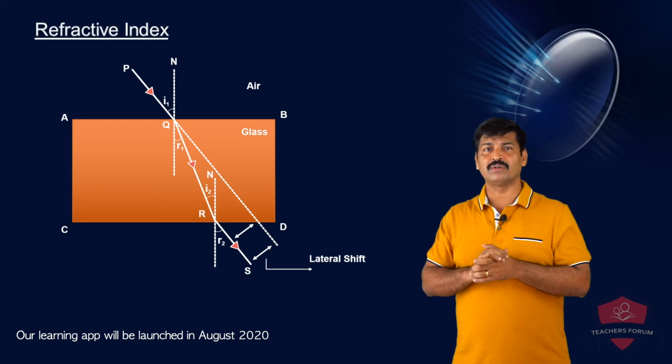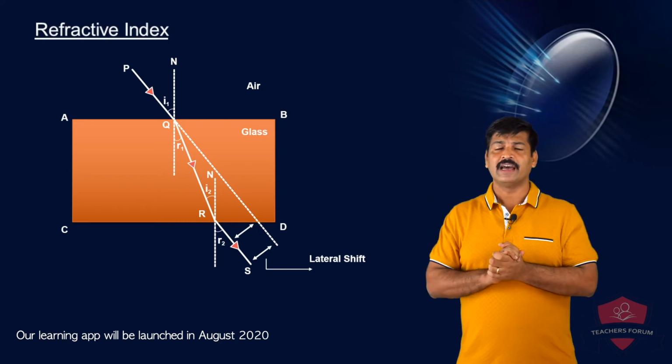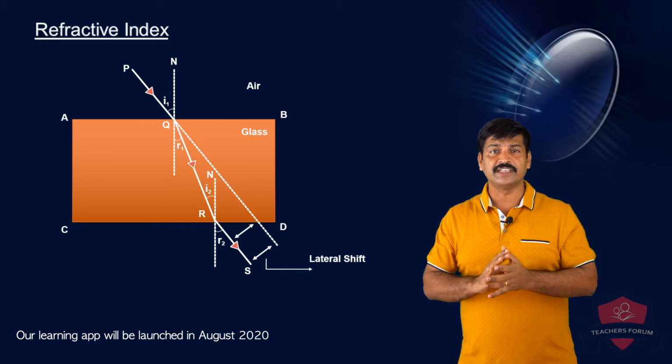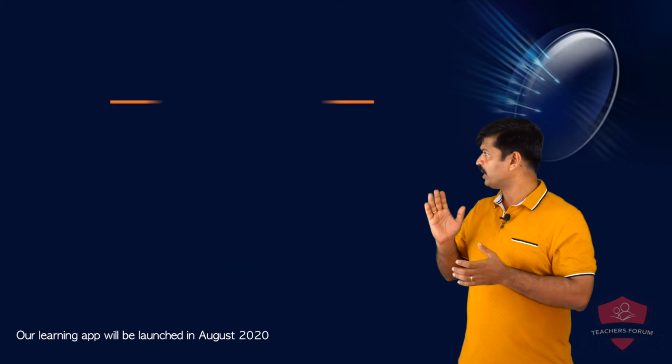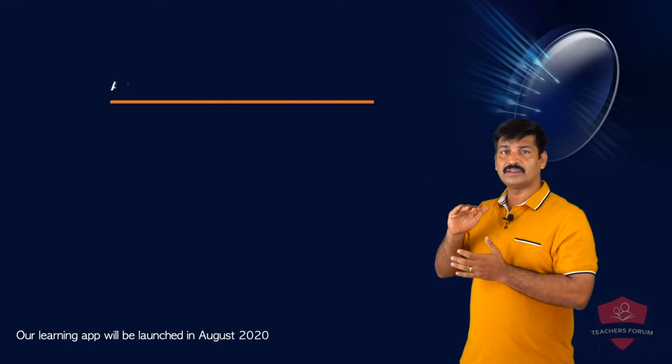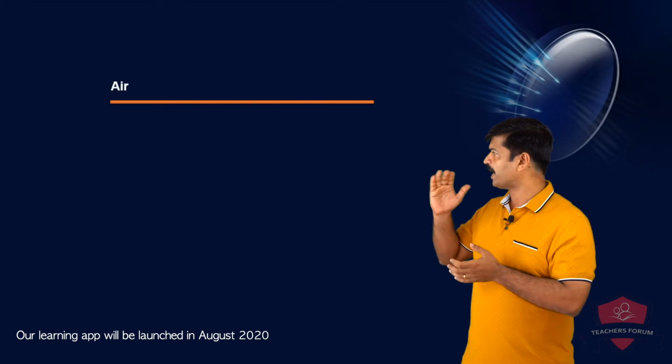Now, let us take some other figure and let us understand the refractive index in more detail. You see, here you can see two mediums are given, air and glass.